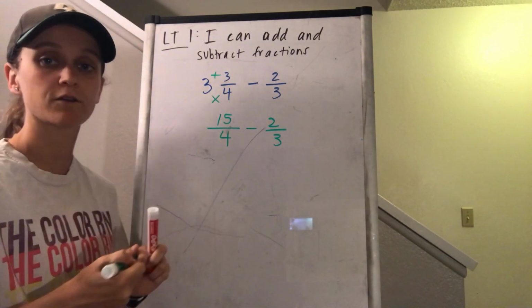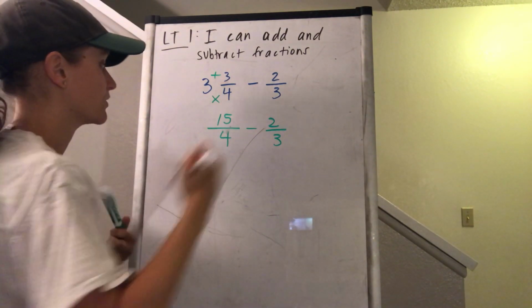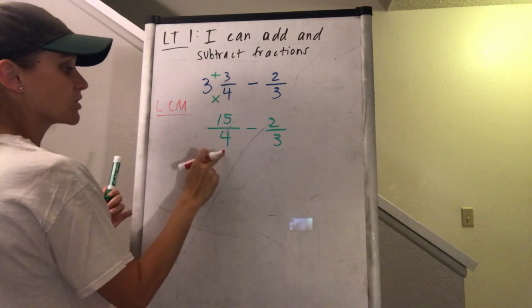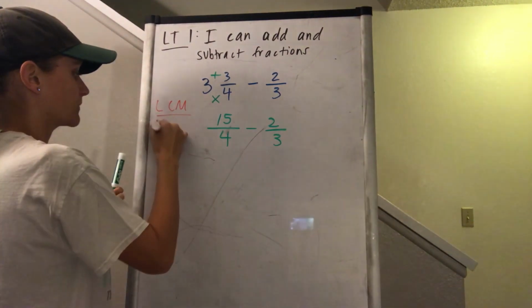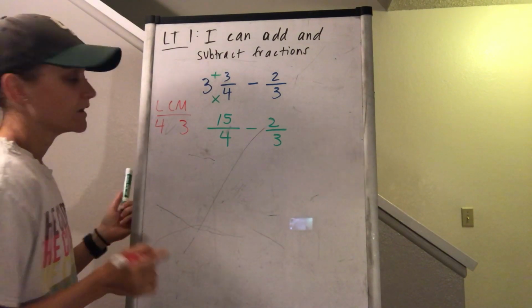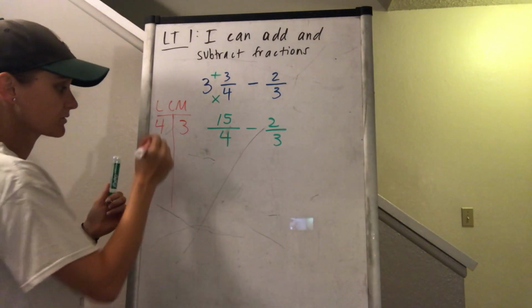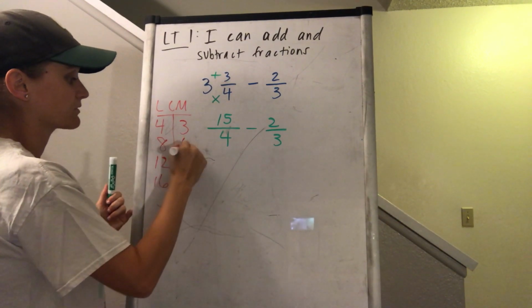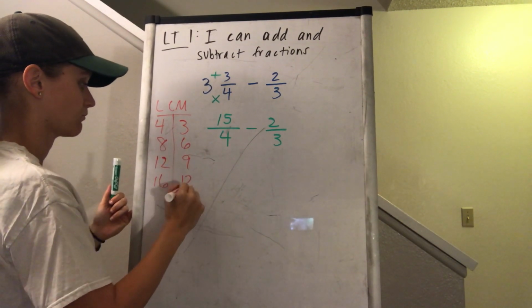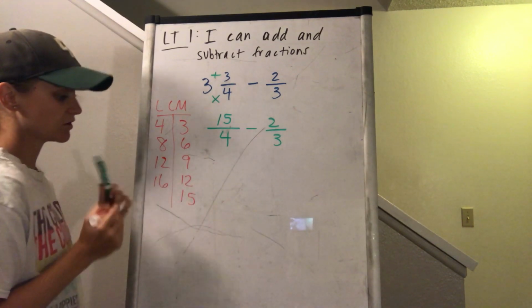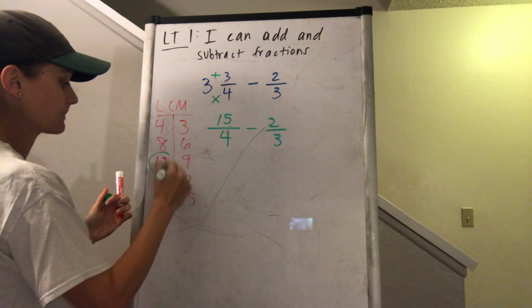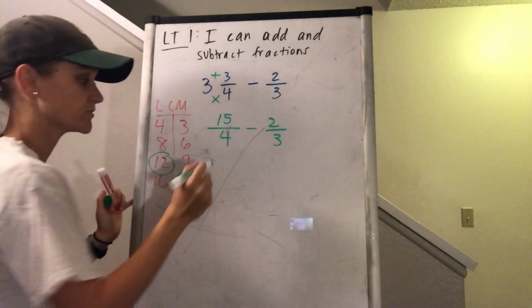And if you're not sure what your common denominator should be, remember you can do the lowest common multiple, or the LCM. So I put 4 and 3 on the bottom, because those are the denominators. And I'm going to list out the multiples of 4 and 3. So 4, 8, 12, 16, and same thing with 3. And I want to find the lowest one they have in common, so here that's going to be 12. So I know that 12 is my new denominator.